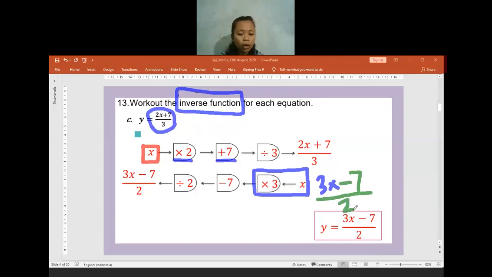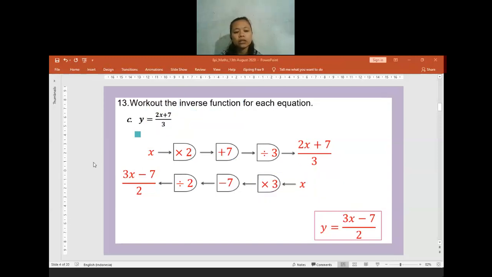Is it clear enough, or is it still confusing? Hello? No, teacher, not confused at all, teacher. Okay. For those who ask why I have to do the reverse: because this is inverse, and inverse means the opposite, so I have to do reverse. If no one has any question, I will move to question 13D.